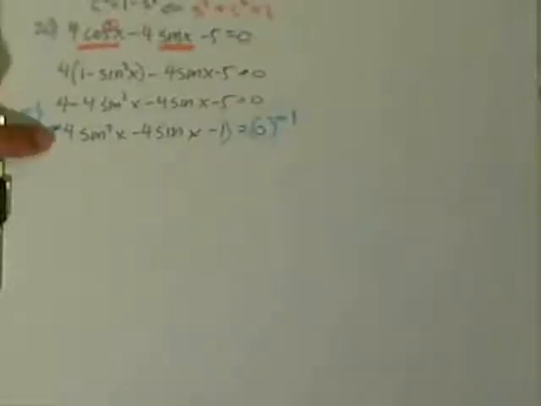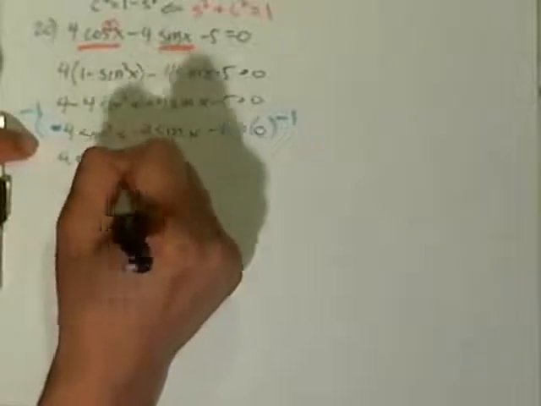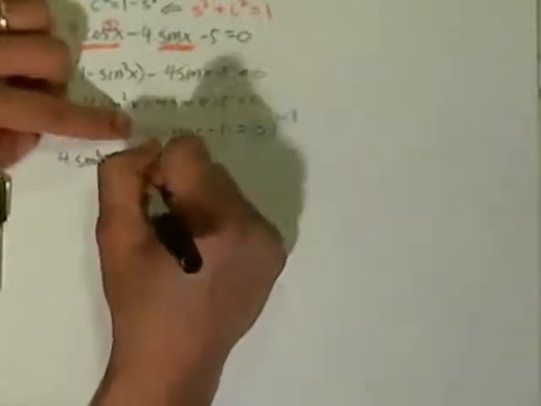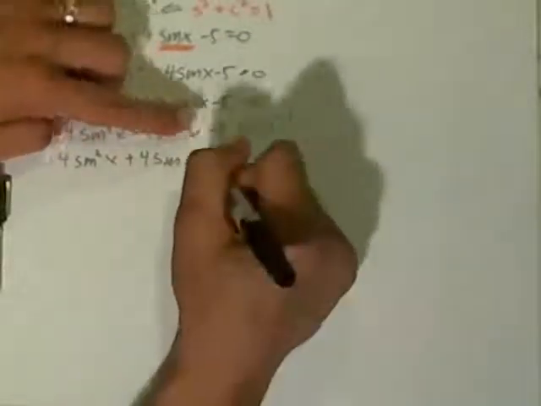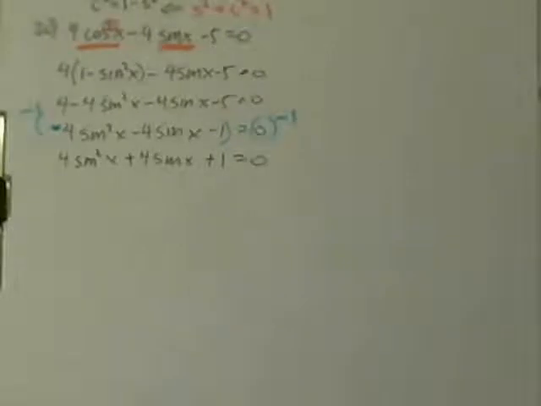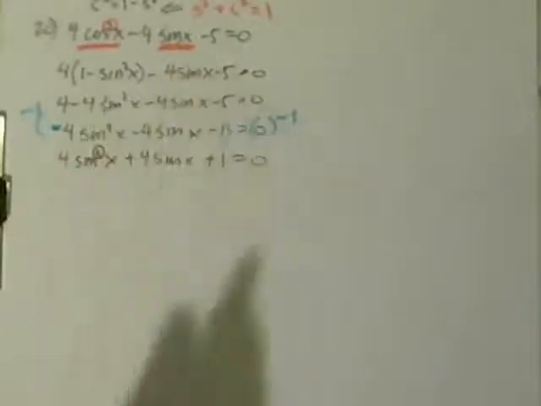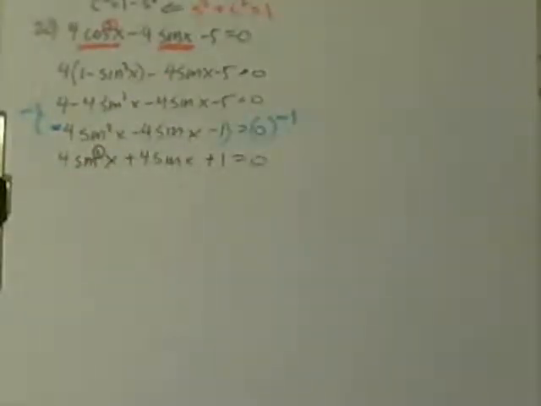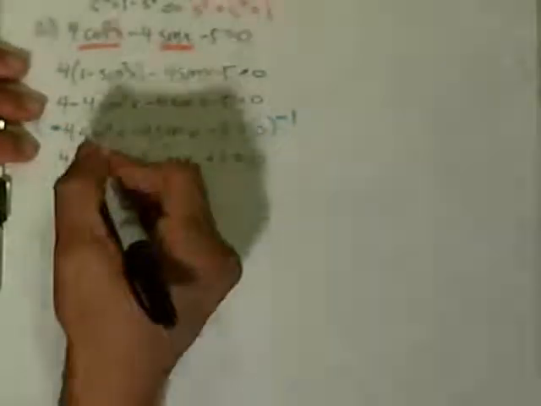Negative times a negative is positive. It will be 4 sine squared of x. Negative times a negative is positive, 4 sine of x. Negative times a negative is positive, plus 1 is equal to 0. And then what are we going to do? Oh yes, now we have it in quadratic form. It's quadratic in nature. We're going to use the 4-step method again.